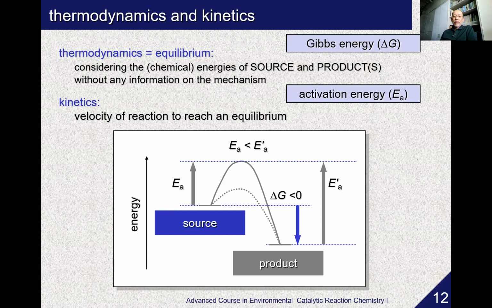That means the difference of EA and EA prime, that is the delta G, gives the difference in rate. And actually, the rate of the right-hand side reaction from source to product is higher than the rate of the backward reaction. So actually, the product can be obtained from the source. Okay, so this is the general understanding of thermodynamics and kinetics.